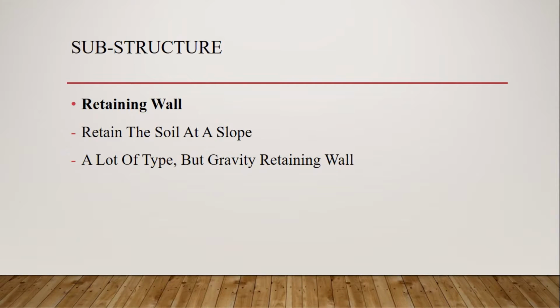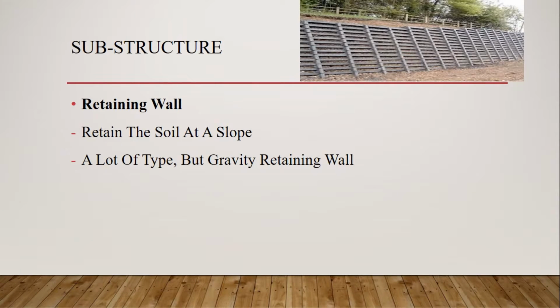Last but not least, retaining wall is considered a kind of substructure as well. The function of a retaining wall is to retain soil as a slope. The types of retaining wall include gravity retaining wall, cantilever retaining wall, sheet piling, bored pile, mass retaining wall, counterfort, precast concrete, reinforcement and so on. In the school project, we will choose gravity retaining wall.